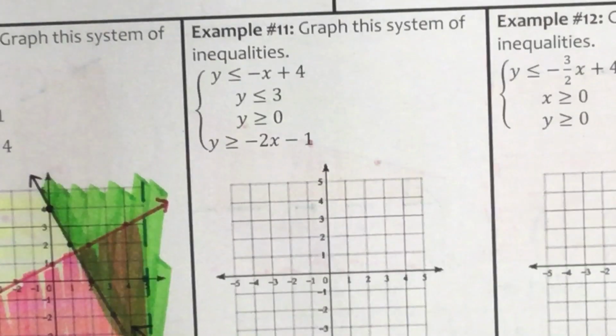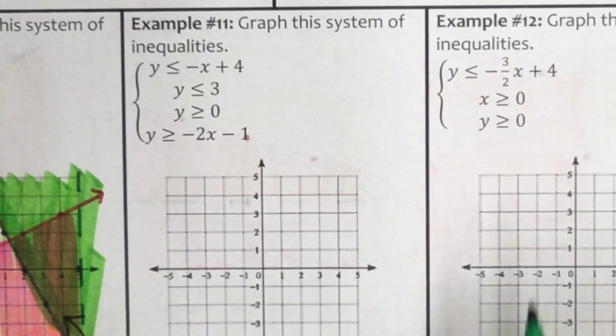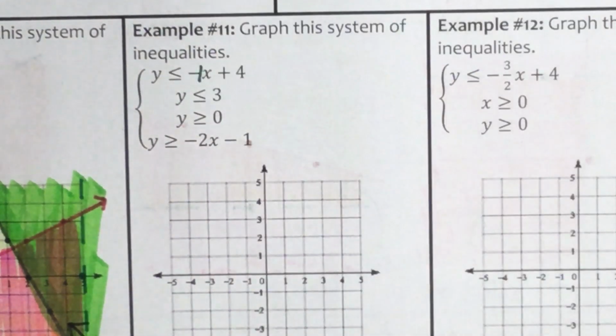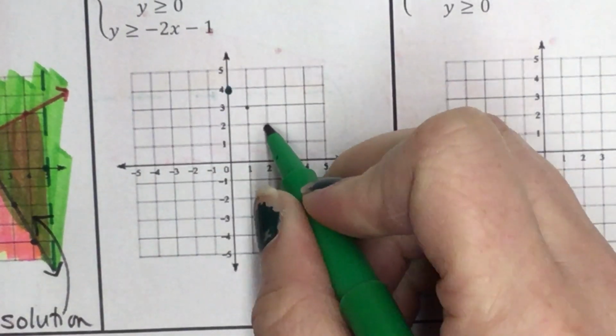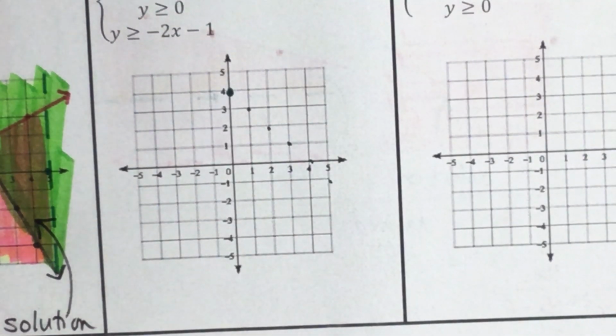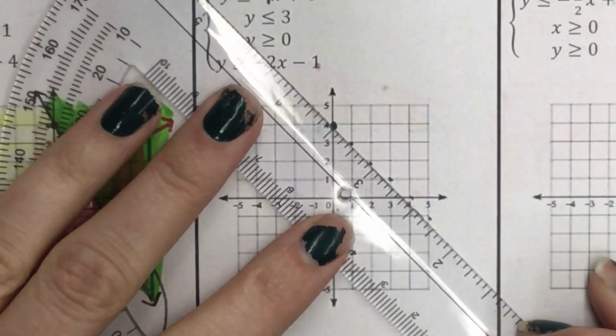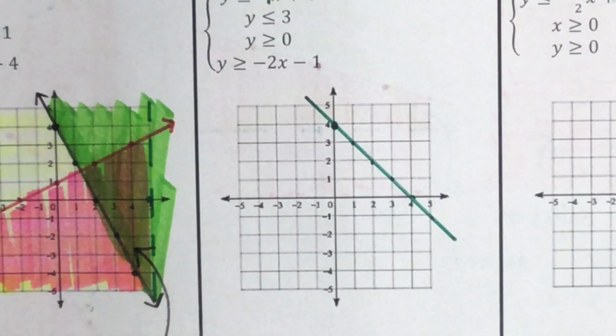All right, we got 4 inequalities on the next one. Okay, first one, y is less than or equal to -x + 4. So that is a -1x + 4. 4 is the y-intercept, -1 for the slope. Solid line. Here it is. Solid line. And we shade below.